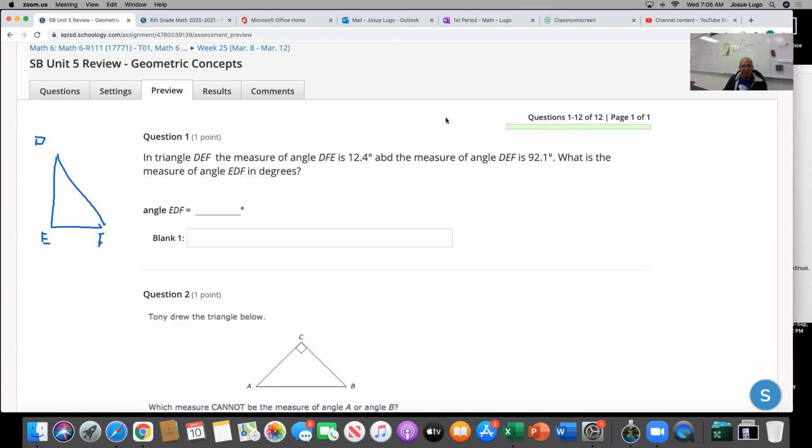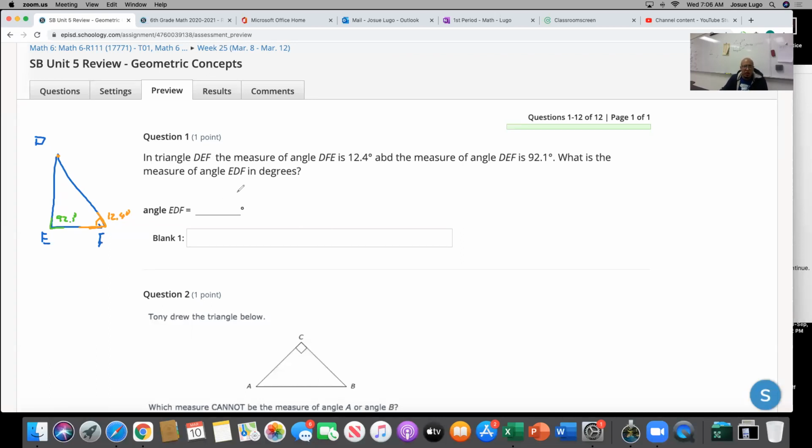Now when it's naming the angles, for example DFE, F is the one in the middle, so this is the angle that it's talking about. I'm not saying this is drawn to scale, but that would be 12.4 degrees from here to here. Now, if it says DEF, E is in the middle, so they're saying that would be 92.1 degrees. That's what they mean. So don't be so confused by that.